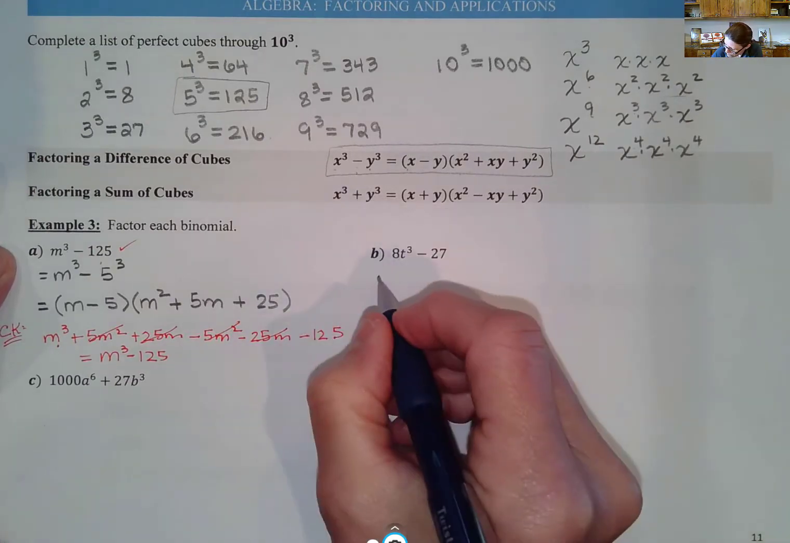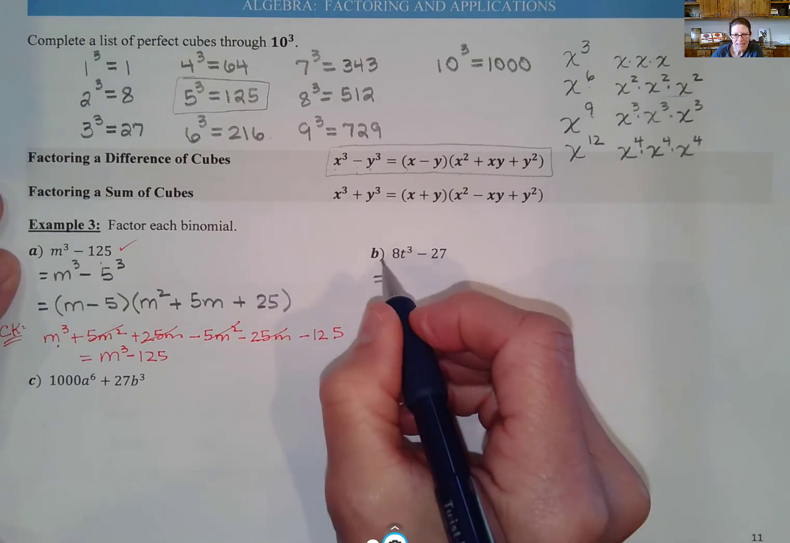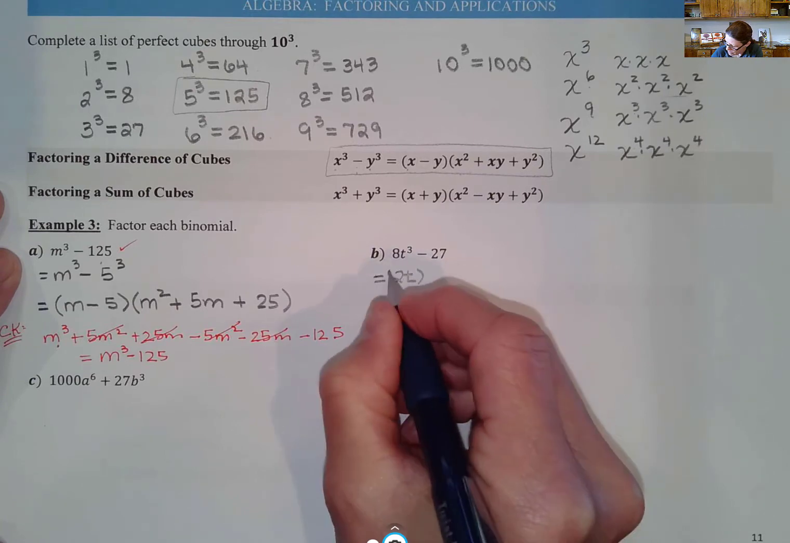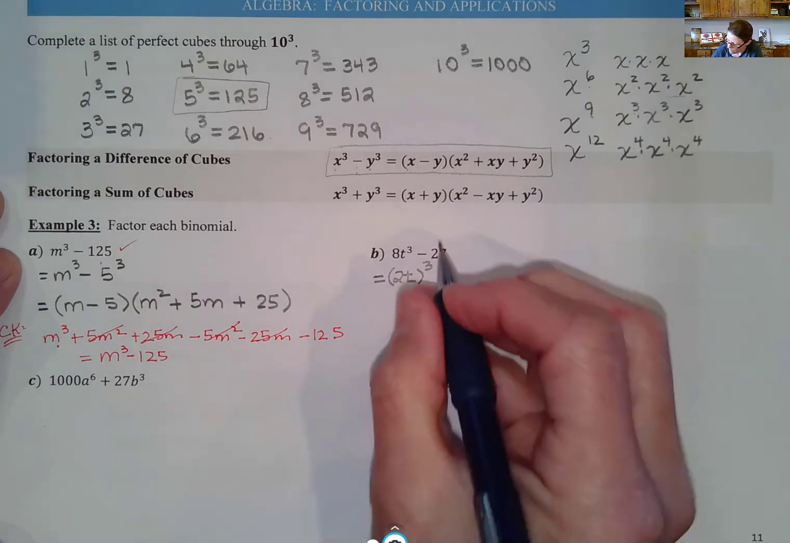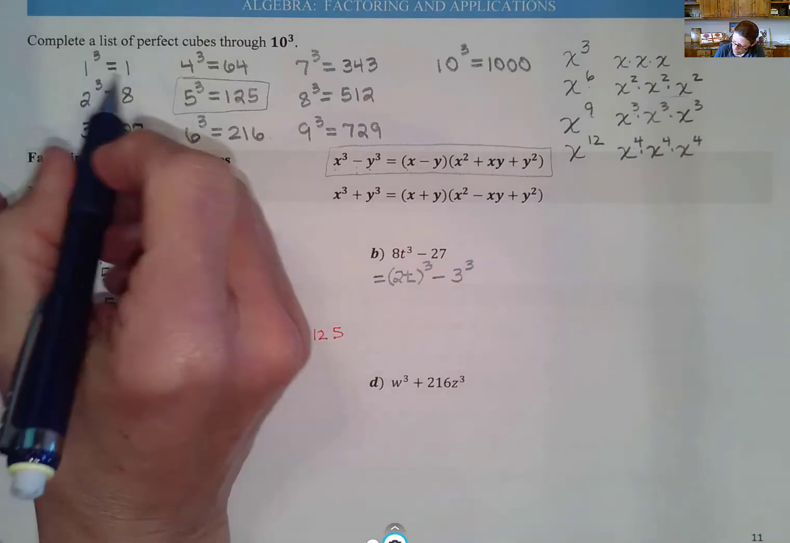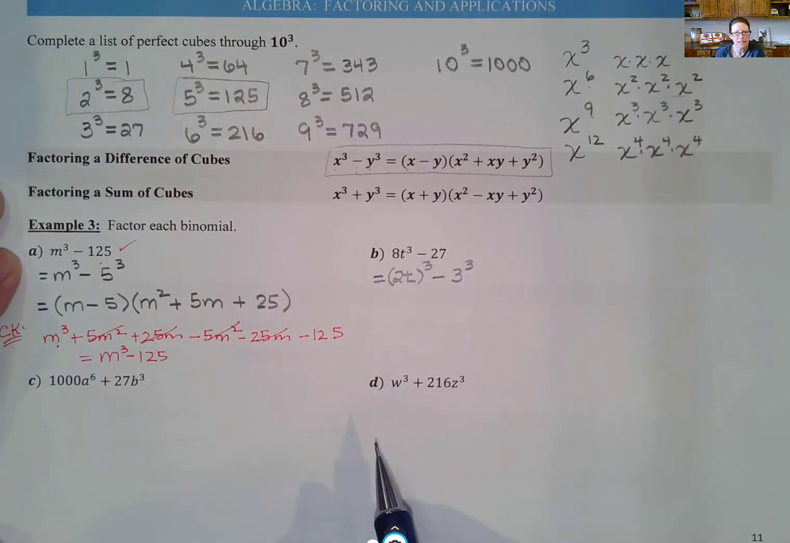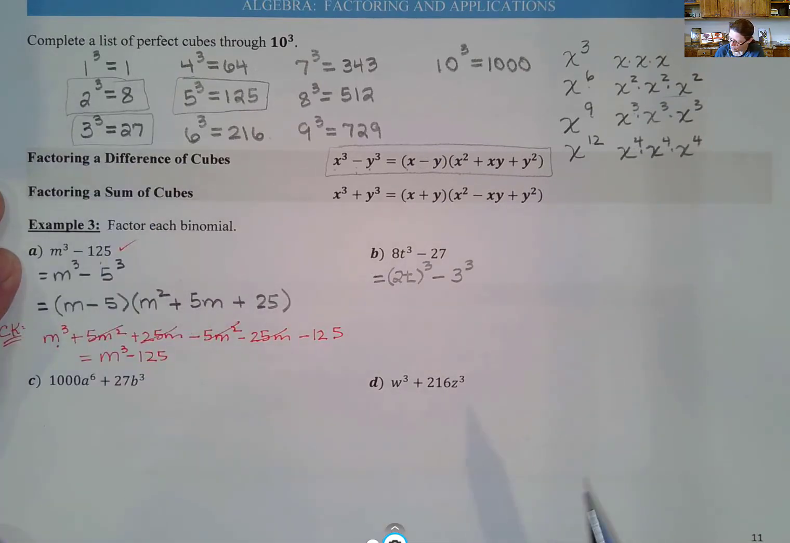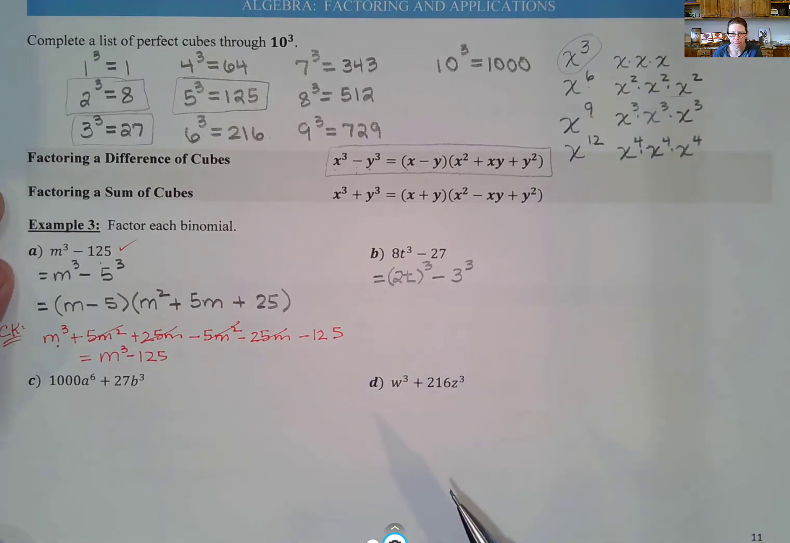Let's look at part B. This also is a difference of cubes. 8t to the third is 2t times 2t times 2t, or 2t to the third. 27 is 3 to the third. Okay, so we've used 8, recognized it as a perfect cube, and we recognize 27 as a perfect cube, and a variable to the third is a perfect cube.